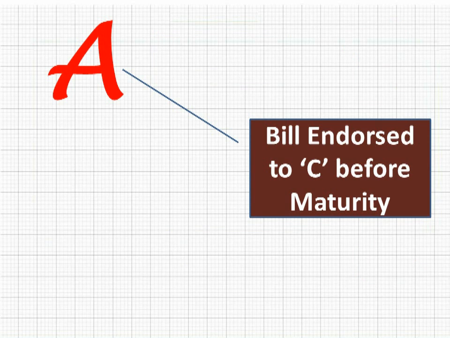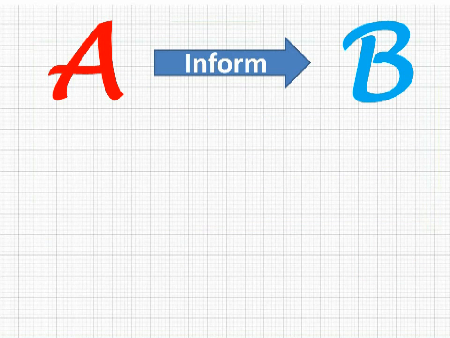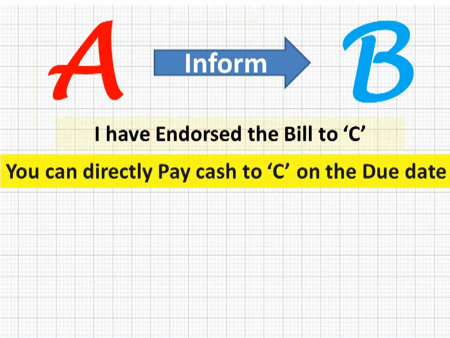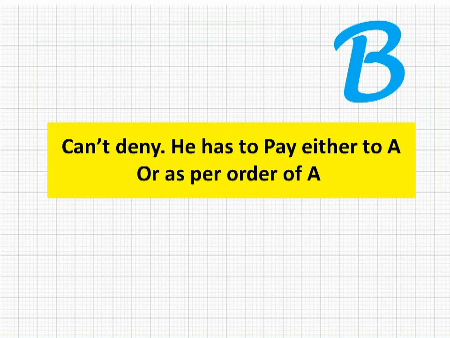And A will immediately inform B that your bill has been endorsed to C. This is the name and address of the party. And on the due date, please don't come to my place to pay cash, and contact C on the date of maturity. And B agrees with this proposal. Because B can't say no, he has to pay money on the due date to A or as per order of A. This is the law.